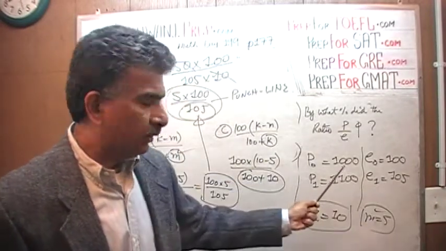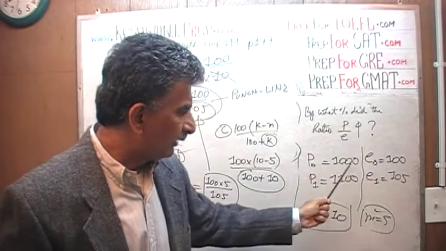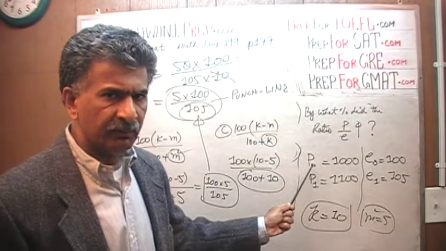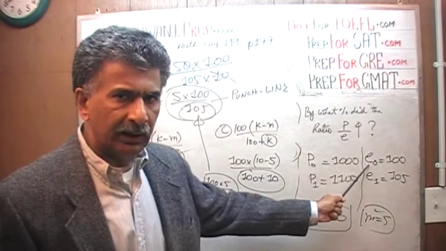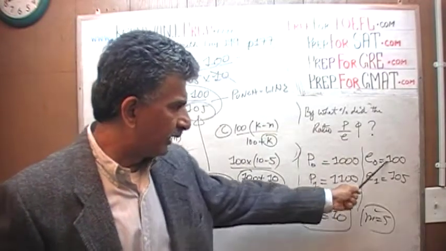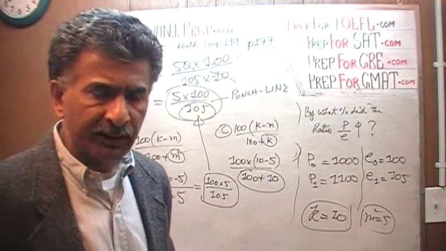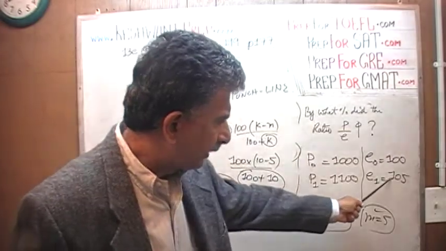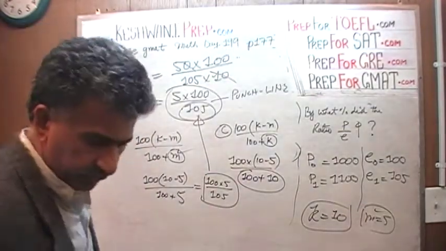And then you simplify. Ask yourself what the initial ratio was. The ratio that they're talking about is the price of the stock over the earnings per share. That is 1000 over 100. So we started out with the initial ratio of 10. This is the new ratio, 1100 over 105.